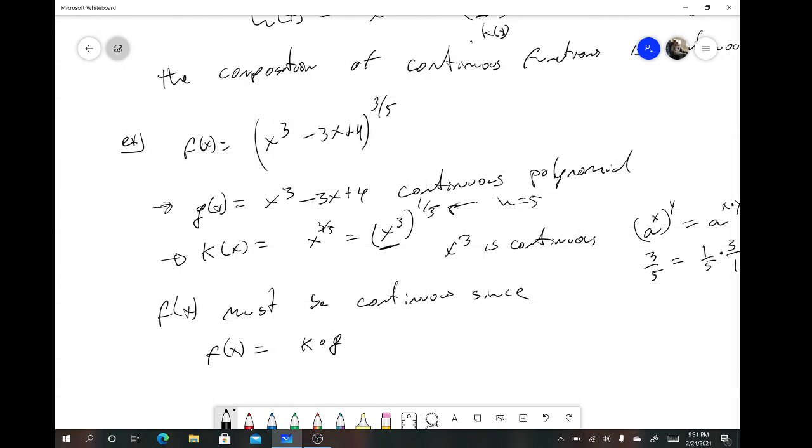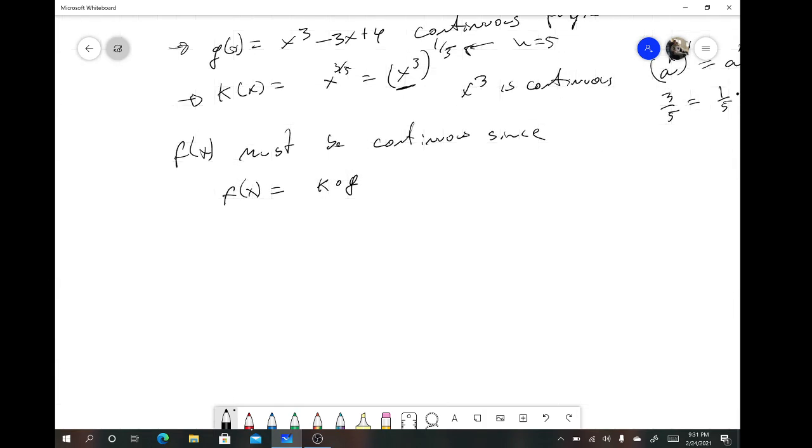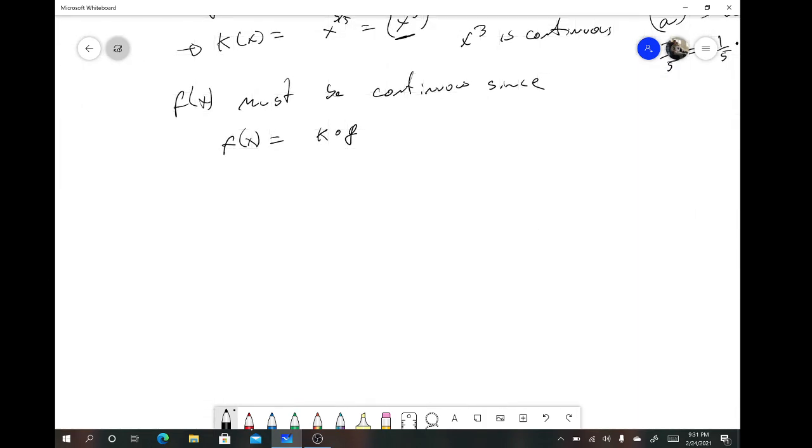All right, so that's continuity for radical functions, for roots. Now we have a little bit more of a trickier situation when we begin to consider more difficult functions, and that is the continuity of transcendental functions.